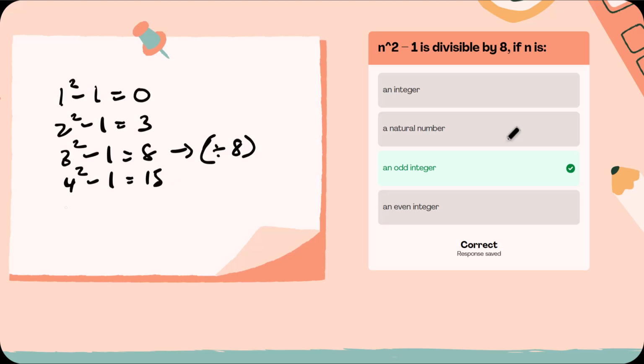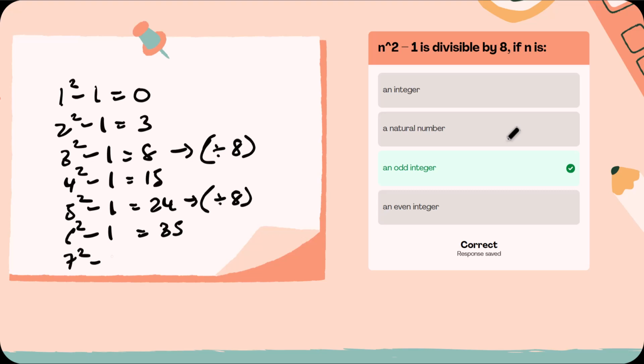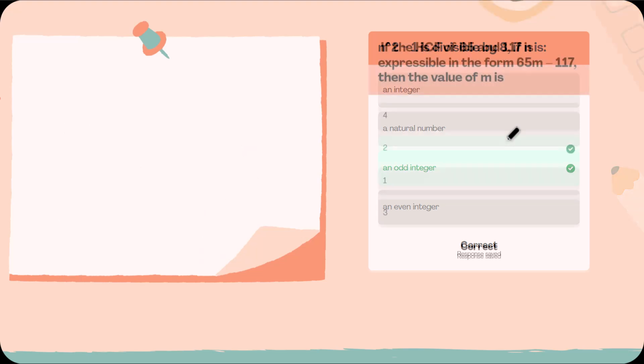Not divisible by 8. Then we try with 5 square minus 1. What is 5 square? 25. 25 minus 1, 24. This is divisible by 8. You can try with the next number. 6 square minus 1 will become 36 minus 1, 35. Not divisible by 8. Then we have 7 square minus 1. That will become 49 minus 1, which is 48. That is divisible by 8. So the pattern is clearly visible. The n should be what? n should be an odd integer. That's all, okay? n should be an odd integer.